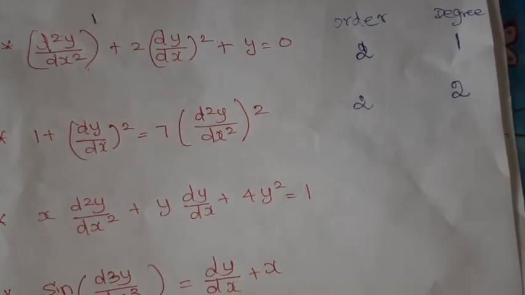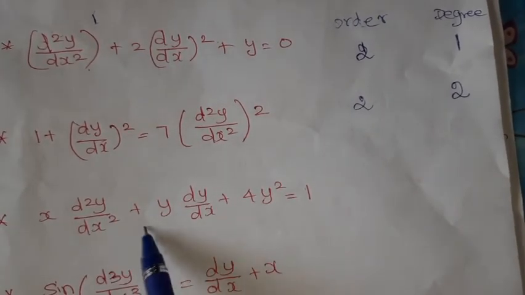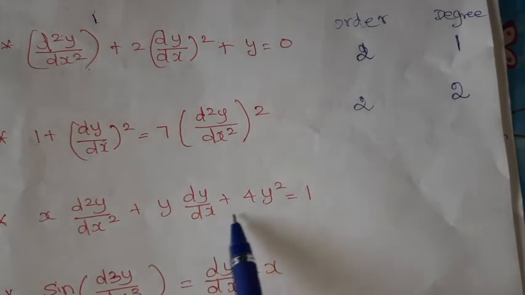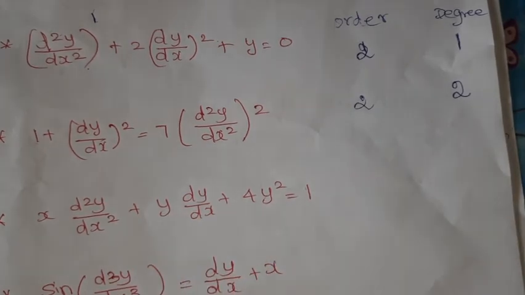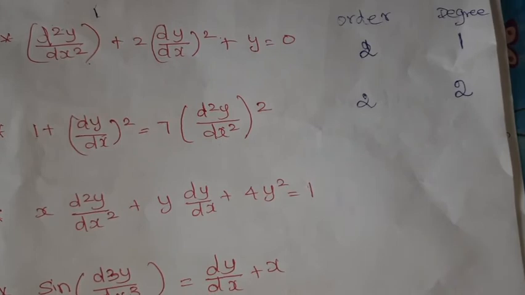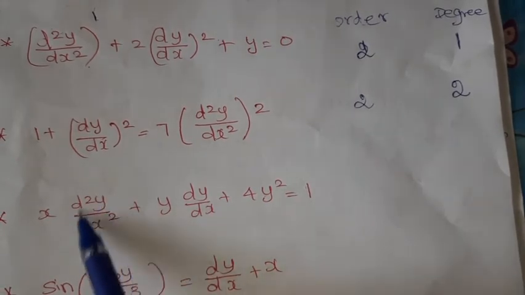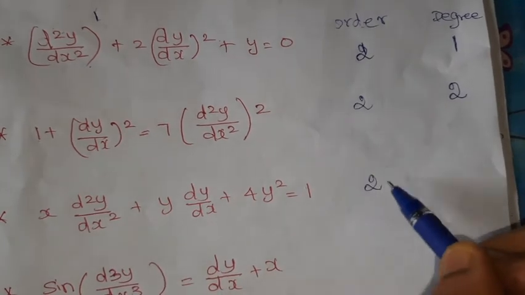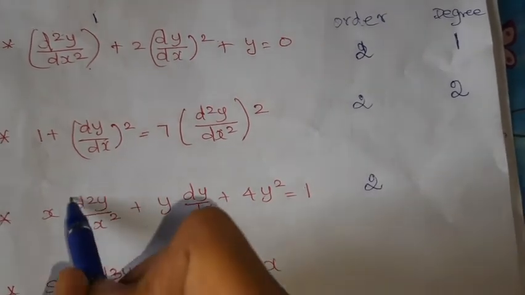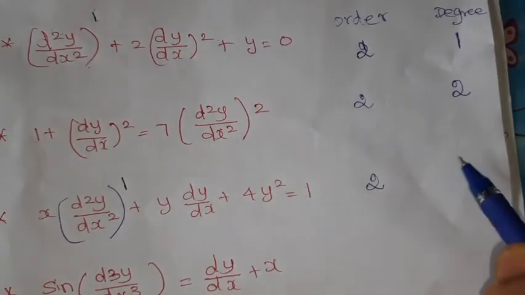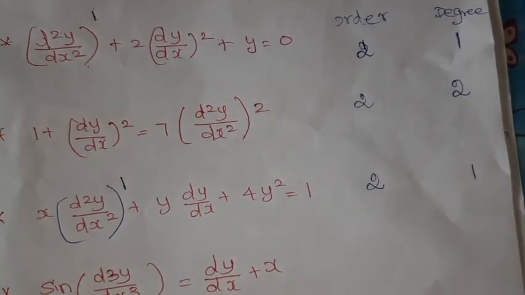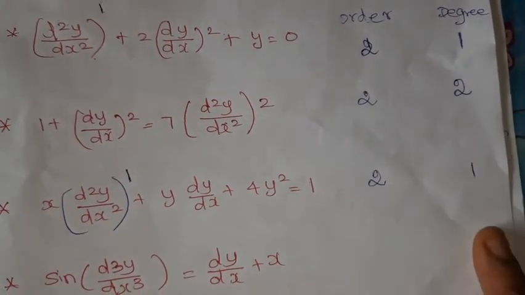For this equation, x d squared y by dx squared plus y dy by dx plus 4y squared equal to 1, what is the order here? The highest derivative is d squared y by dx squared, so the order is 2. Then what is the power of this highest derivative? The power is 1, so the degree is 1. Order is 2 and degree is 1.